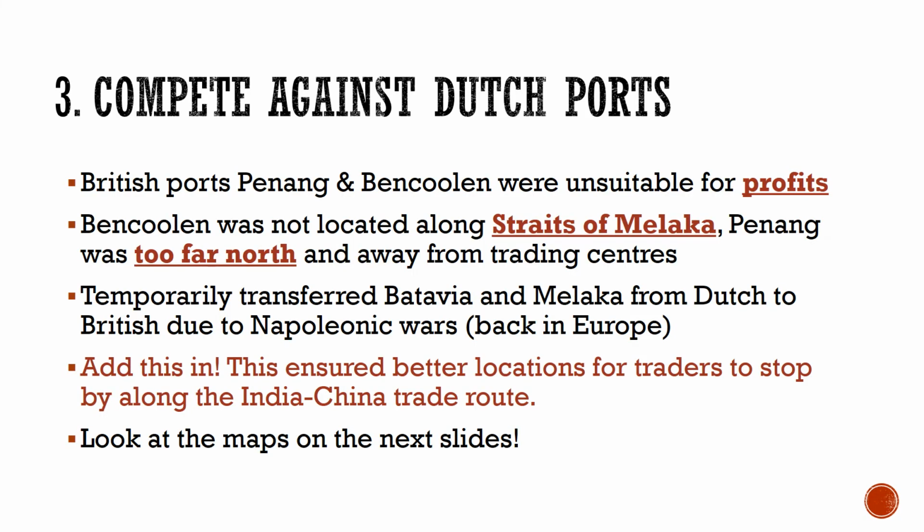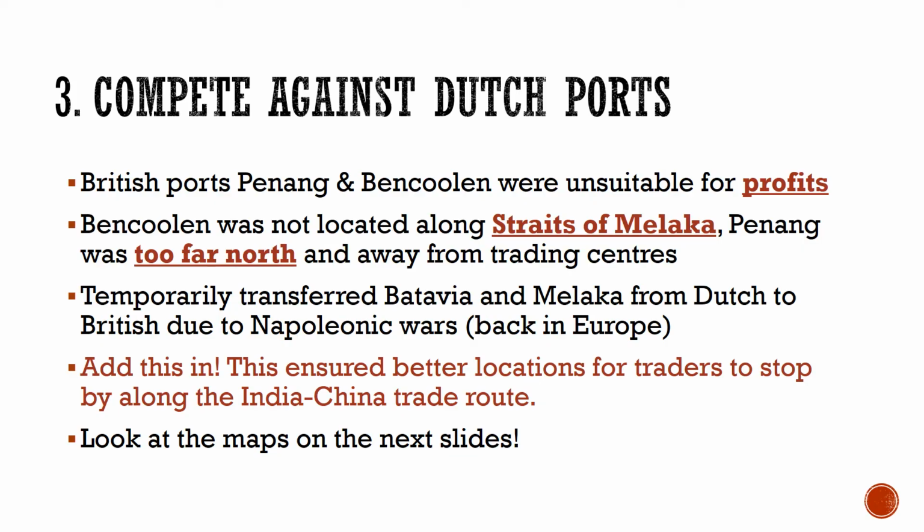All right, the last point, the third point, they would like to compete against the Dutch ports. Ports again, trading ports, just take note. The British ports Penang and Bencoolen were unsuitable for profits. Why? I will show you later using a map. Bencoolen was not located along the Straits of Malacca. This Straits of Malacca was so important and so significant because of its location. And Penang was too far north and away from trading centers. So Bencoolen and Penang were not very suitable. It was not profitable for the British.